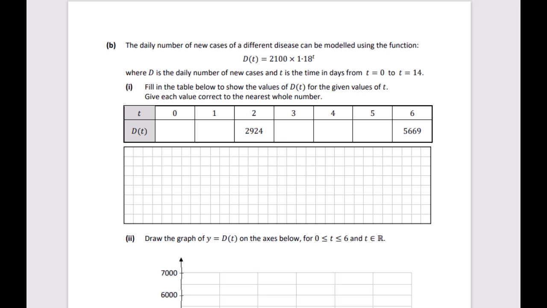The daily number of new cases of a different disease can be modeled using the function d of t is equal to 2100 times 1.8 to the power of t, where d is the daily number of new cases and t is the time in days from t is equal to 0 to t is equal to 14. So let's see, we've got to fill in the table below to show the value of d of t for the given value of t, give each value correct to the nearest whole number.